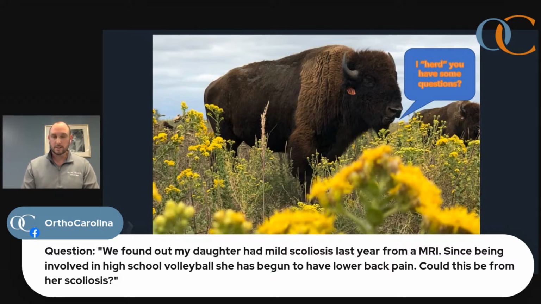But if you notice that it's not getting better with those activities, and even sometimes backing off of volleyball, which could be the hardest thing to do for the kids, and it's still persisting, then that's when having one of us check her out and see if there is anything else going on that can be affecting it.